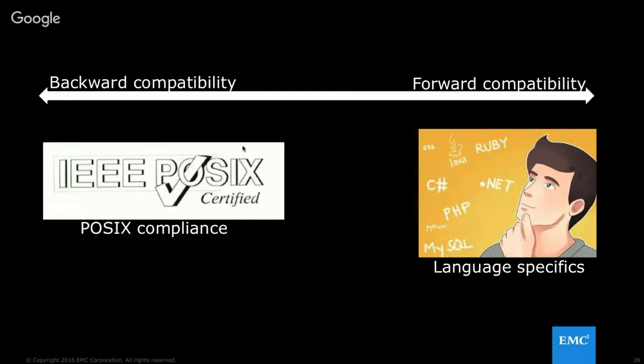The other type is POSIX-compliant. POSIX is basically the API of the operating system, and if you support the POSIX API, you can run a lot of very popular application languages, like C++, C, Node.js, Python, and Ruby.